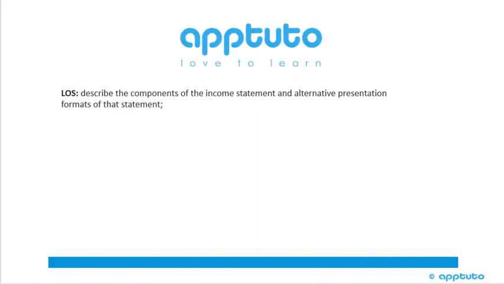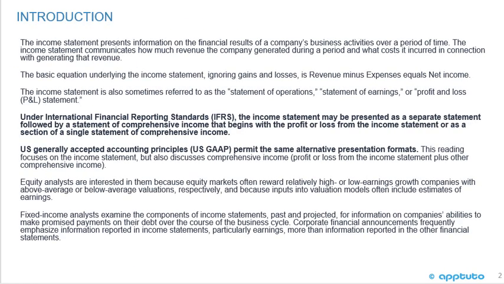This LOS is describe the components of the income statement and alternative presentation formats of that statement. The income statement presents information on the financial results of a company's business activities over a period of time. The income statement communicates how much revenue the company generated during a period and what costs it incurred in connection with generating that revenue. That's the matching principle.